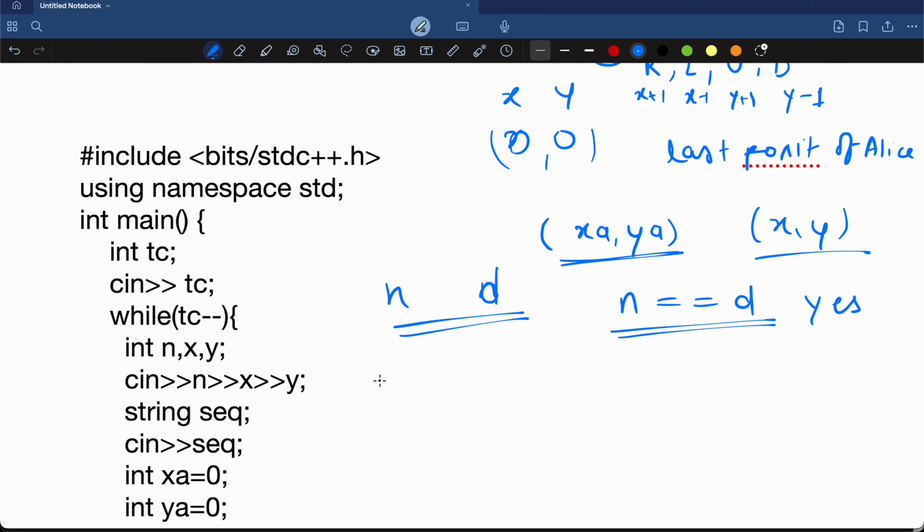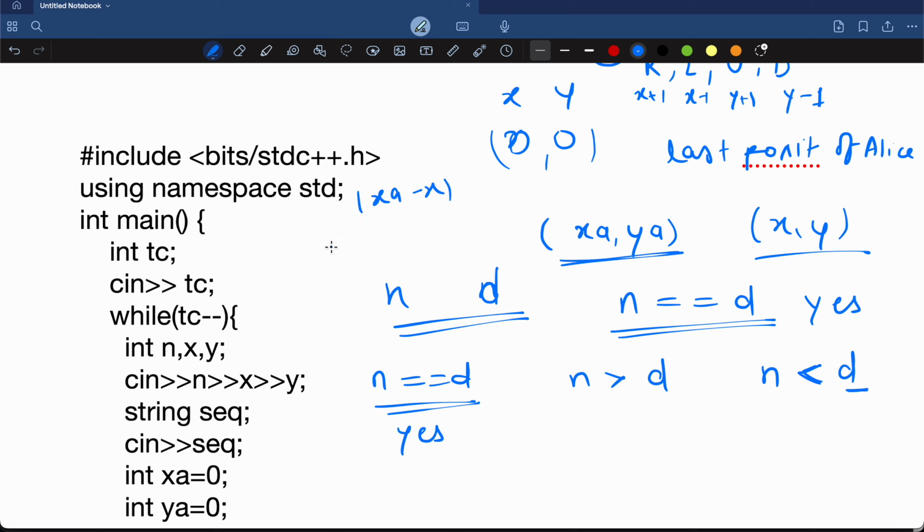Now how many conditions are possible? There are three conditions: n is equal to d, n is greater than d, and n is less than d. When the number of turns is less than the difference, we cannot make it. The difference is the absolute difference of xa minus x plus ya minus y, and we need to cover this. So if the number of turns is less, then we straight away say no.